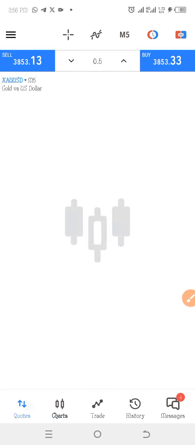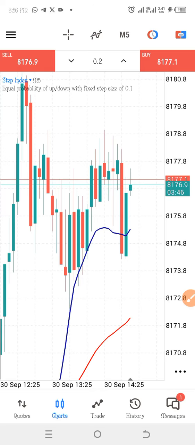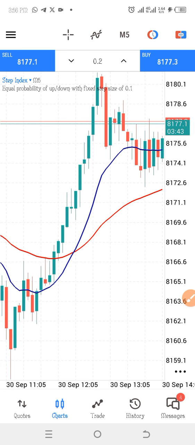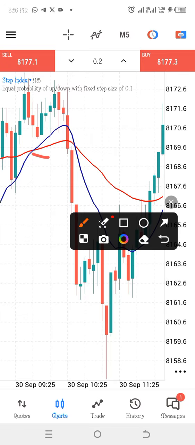So let's say we want to make use of it, let's see it on the step index, though I haven't used it on the step index. I only use it on gold, and as you can see, it's actually working even here as well. Just look at it, it's actually working. So let's assume you see this here, and you enter here. You know what to do.